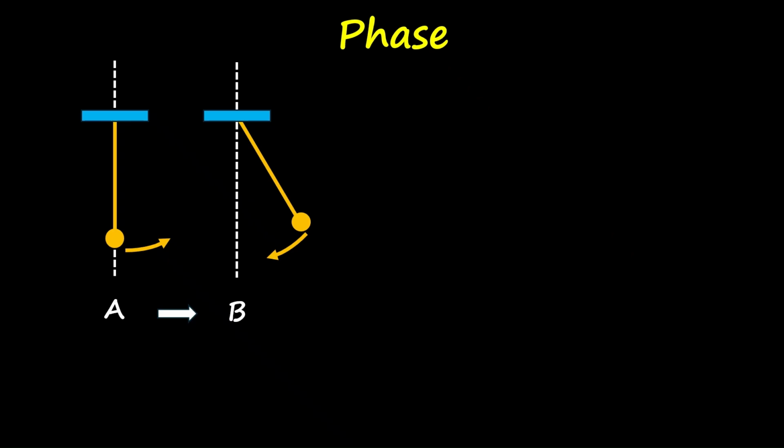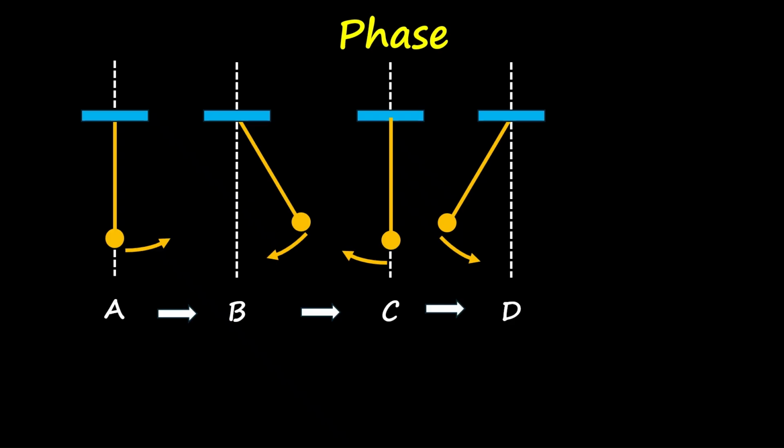And now this pendulum will come to the mean position and it will go towards the left hand side. Notice the difference between A and C. Here A and C, the positions are the same, but the pattern of the motion is different. Now again, after C, it will go to the extreme left position and it will try to come back, and we will call that configuration D. And finally, it will come back to the mean position and again it will try to go towards the right hand side, which is the same as A.